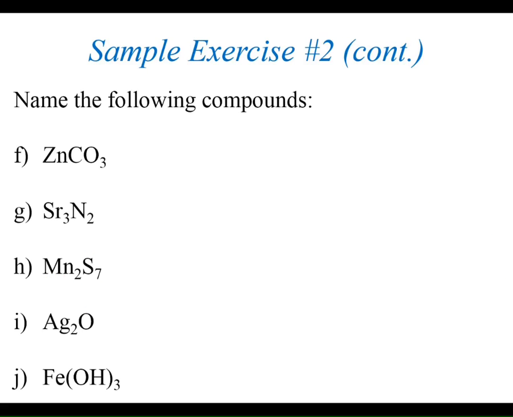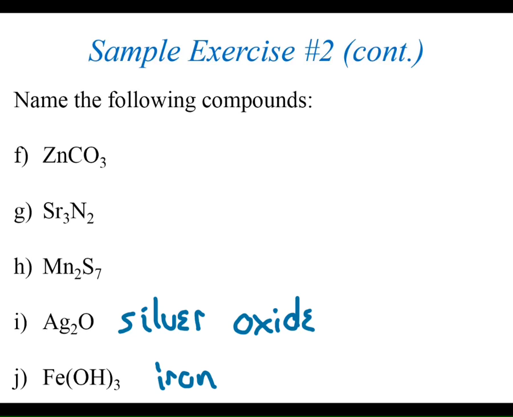How about the next one? What's Ag? Silver. Does silver need a Roman numeral? Why not? Okay, good. Oxygen by itself? Oxide. Easy. Fe. Does iron need a Roman numeral? Aha, yes. Because it's not in group 1, 2 of the magic triangle. What's OH negative? Or OH called hydroxide. That's just one you had to learn.